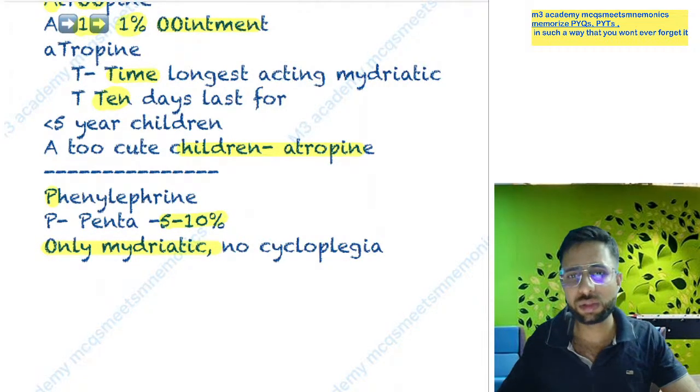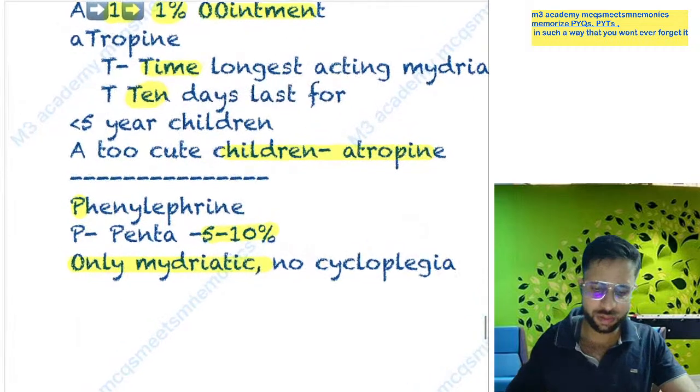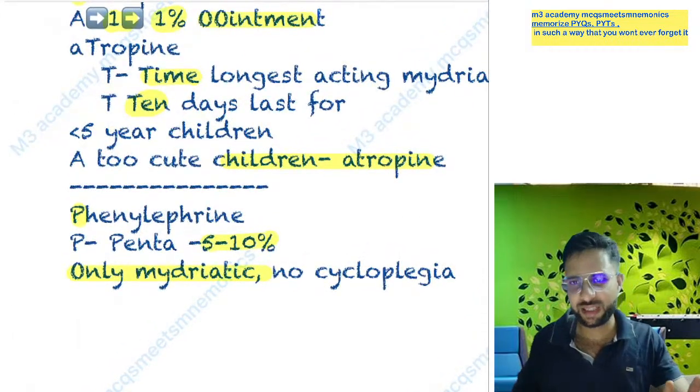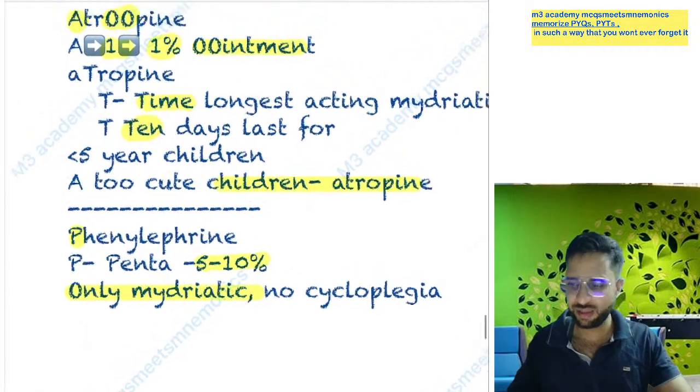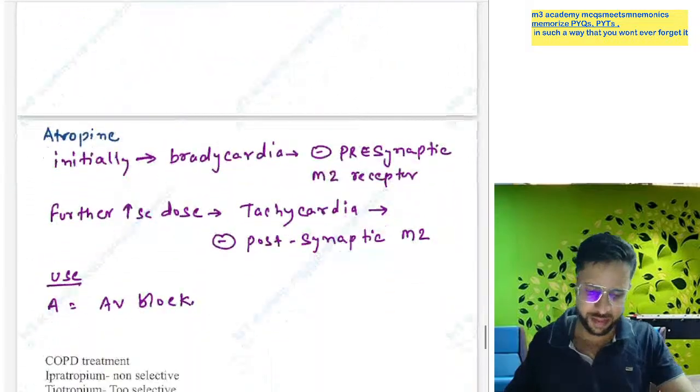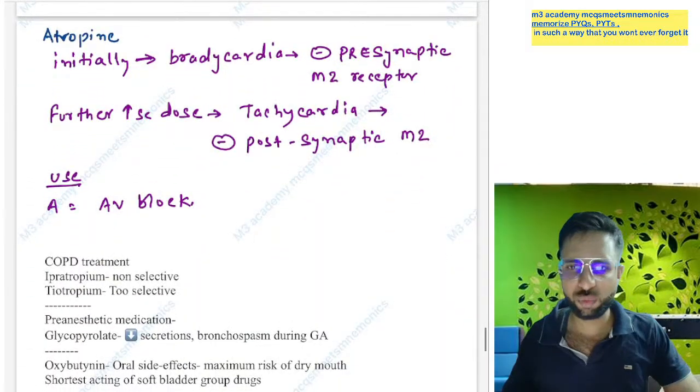There is no cycloplegia. Yes, there is no C in the spelling of phenylephrine, so there is no cycloplegia. You can remember. Yes. Now, a few points about atropine.